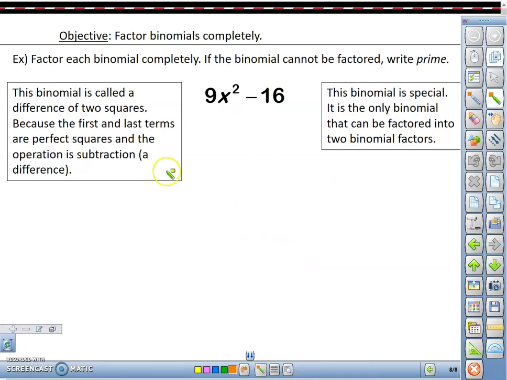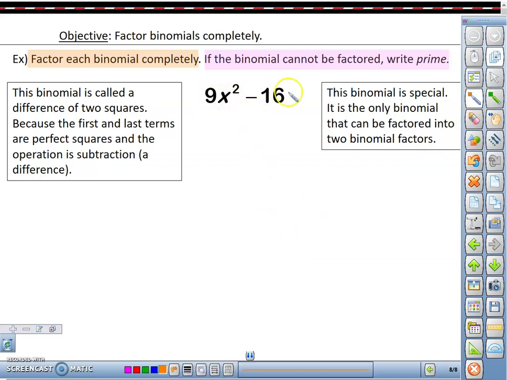So you'll notice that your instructions say to factor each binomial completely, so as much as possible. But there's something new that's a little different here that we did not have with our trinomials. It says if the binomial cannot be factored, we are to write the word prime, meaning that it has only two factors, one and itself, just like a prime number. So that's a little different. We're not doing that with our trinomials, but we need to recognize when we have binomials that we cannot factor.